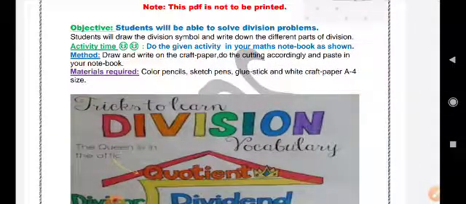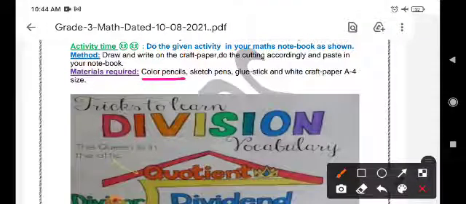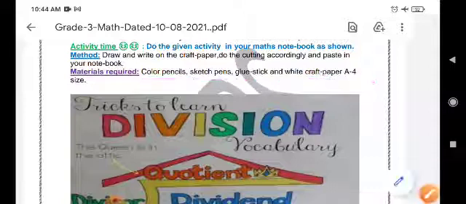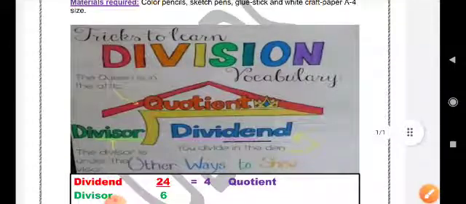For this activity, the things you will need are color pencils, sketch pens, a glue stick and a white craft paper of A4 size. You will understand the activity, build the concept, then draw it on the craft paper, do the cutting accordingly and paste it in your notebook very neatly. So basically today we are going to learn the tricks of division vocabulary.